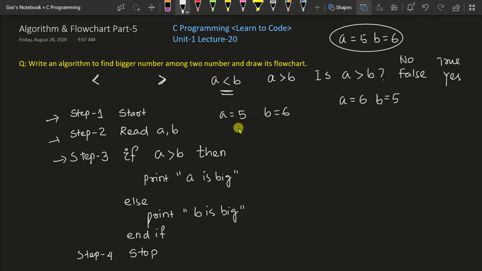So A has 5, B has 6. A greater than B means 5 greater than 6 or not. That I am trying to check over here. 5 greater than 6, true or false?